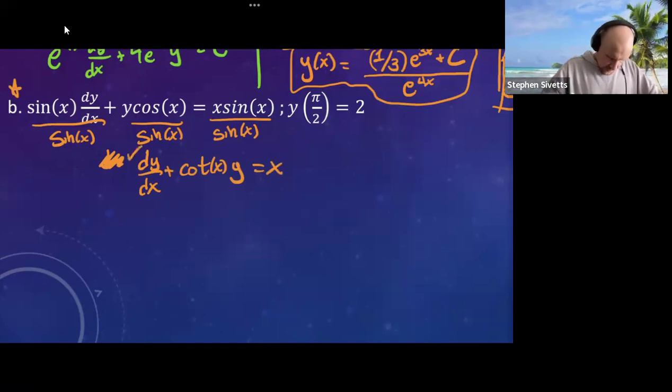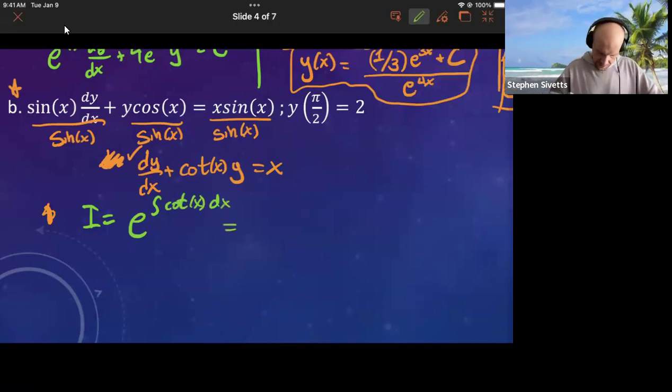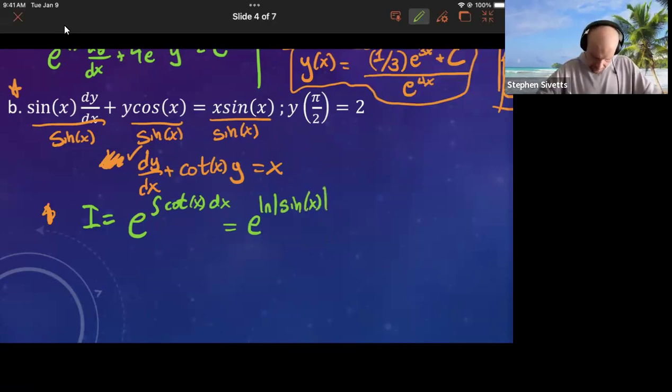Okay. So now we need to incorporate the integrating factor. So we have the integrating factor, e raised to the integral of cotangent of x dx, which would equal e raised to the natural log of the absolute value of sine of x. Okay, that's the antiderivative. So that would equal just sine of x, right?